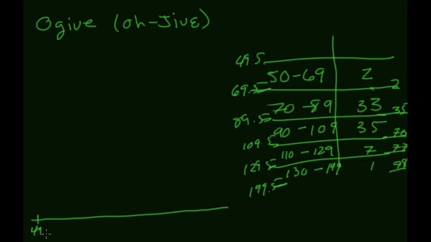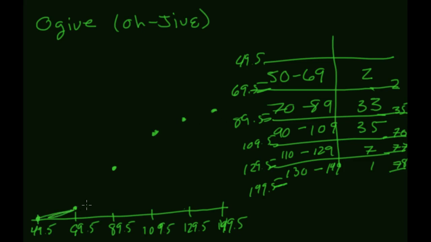So we're going to put those numbers in here. 49.5, 69.5, 89.5, 109.5, 129.5, and 149.5. Okay, so here we've accumulated 0 at that point, 2 here. We jump up to having 35 here, and then 70 here, and then 77 here, and then 78 there.